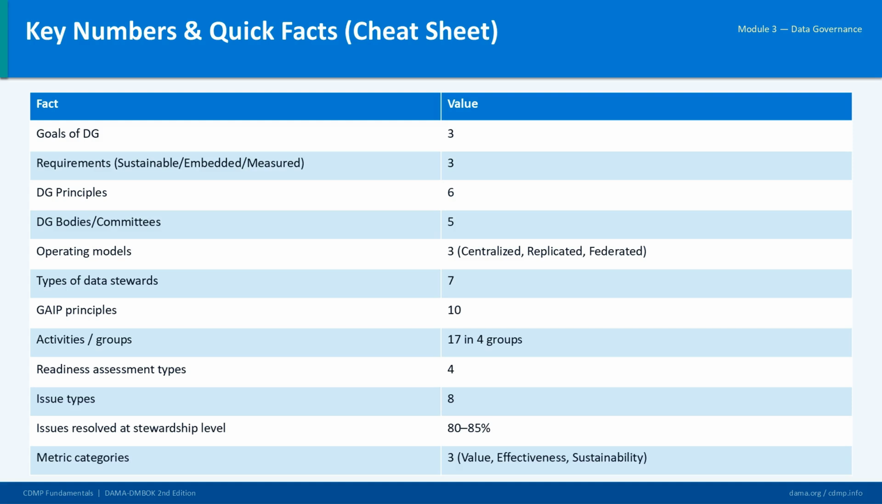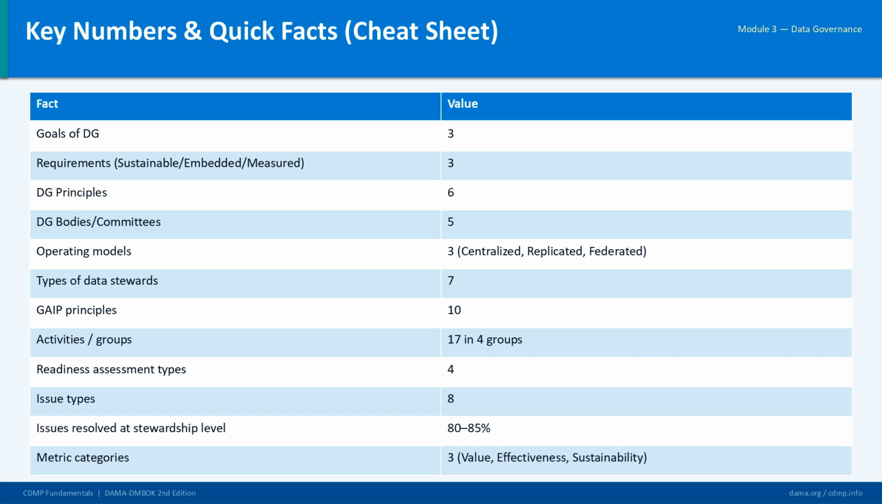Let's consolidate the numbers, because this chapter is dense with them. 3 goals. 3 requirements: sustainable, embedded, measured. 6 principles. 5 governance bodies. 3 operating models: centralized, replicated, federated. 7 types of data stewards. 10 GAIP principles. 17 activities organized into 4 groups.